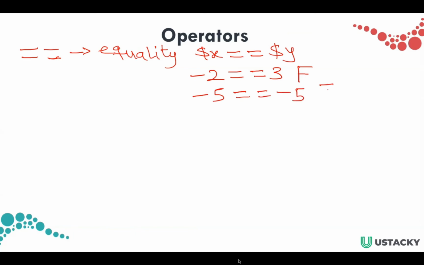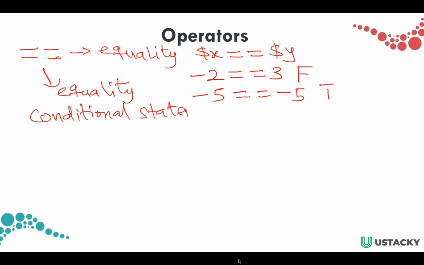This will return true. The difference between the two equality sign and one equality sign is that two equality sign checks for equality. It is used for conditional statements. But a single equality sign is an assignment statement.